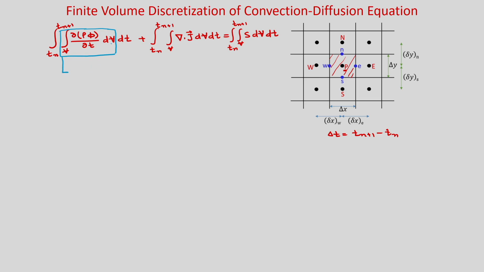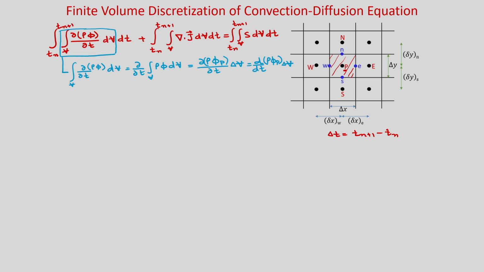If the volume is not changing with time, so if you assume a non-deforming control volume, then you will get del of del t, volume integral rho phi dV, and this you can write as del rho phi P. So, you are now averaging it over the control volume, taking the value of phi at the cell center P. So, this is your del rho phi P by del t times the volume of the cell P. This you can now write as d of dt rho phi P delta V.